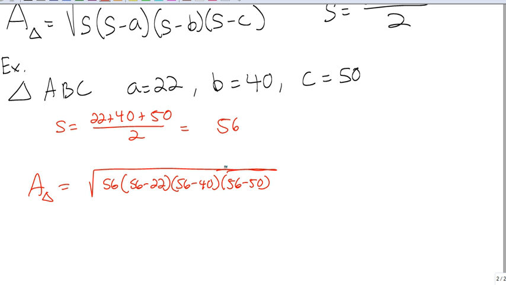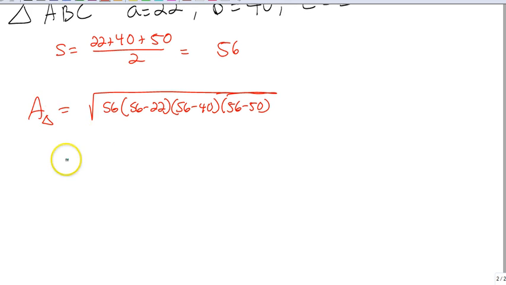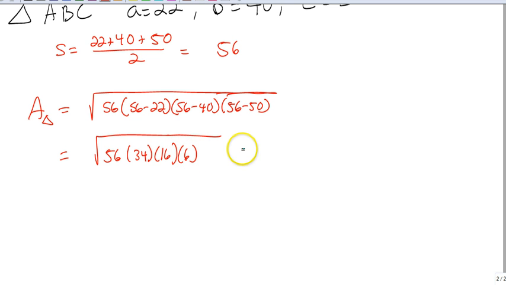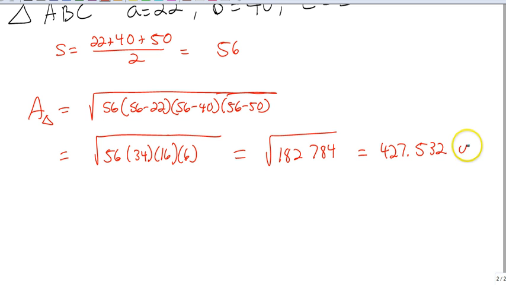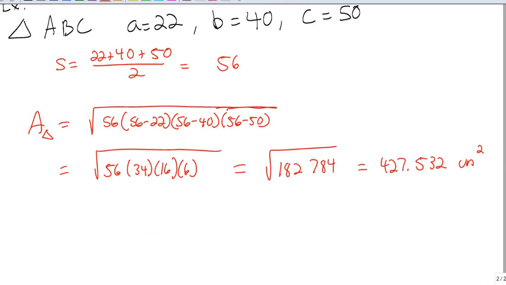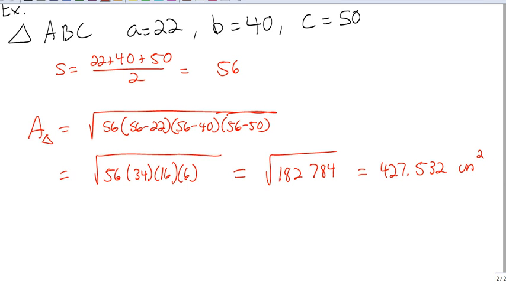Alright, so when you do that, this is the square root of 56 times this becomes a 34, this becomes a 16, and this becomes a 6. So when you type that in, you get the square root of 182,784. So the area of this triangle is 427.532, whatever square units we were in. So that is how you can find the area of a triangle given 3 sides. Remember, this is the one given 3 sides.